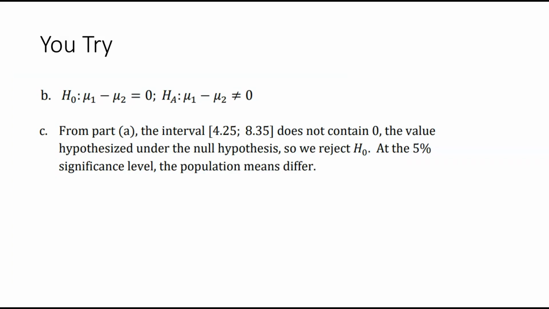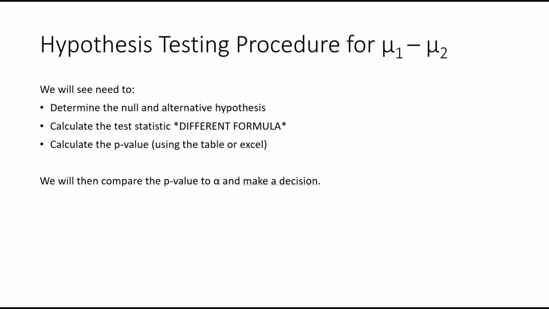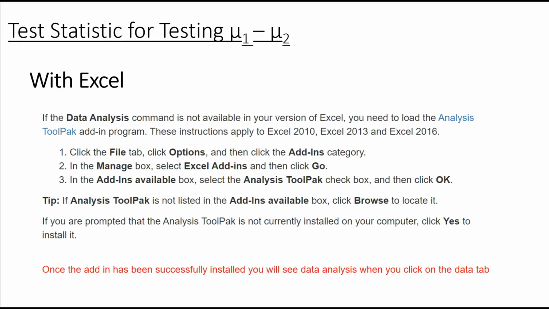And there you go. So now we're just hypothesis testing. Now we're not going to be doing a confidence interval. We're going to do the p-value method. So we need the test statistic and the p-value. Now, we're going to need a different formula for the test statistic. And the p-value, I'll just remind you how to do that again. If we're given data, we're going to use Excel. And this is really important here, y'all.